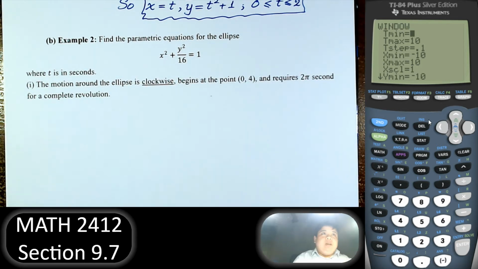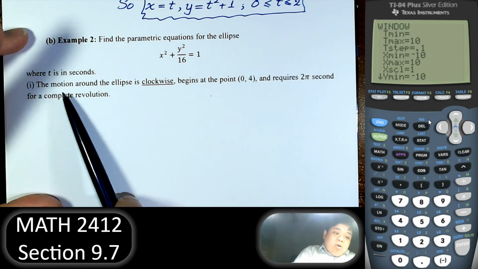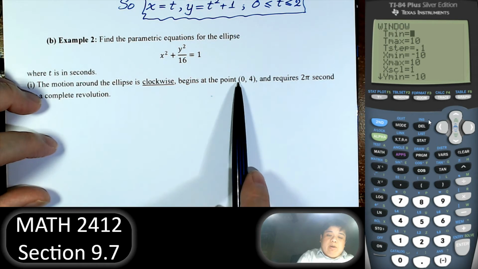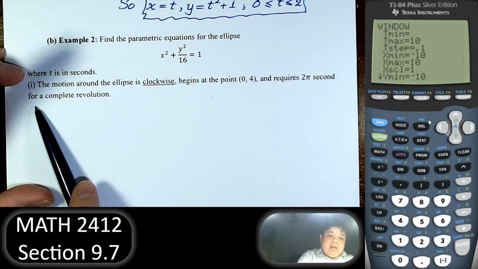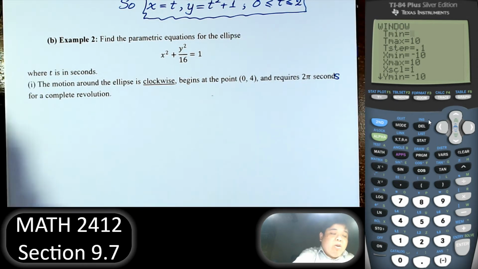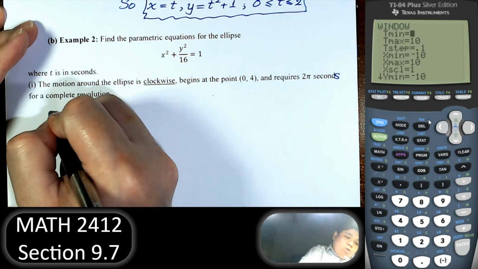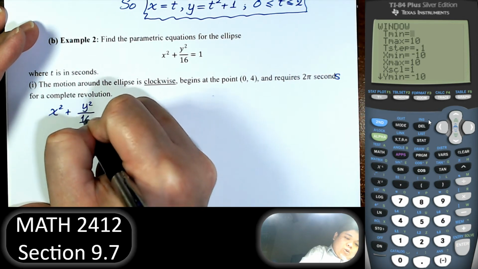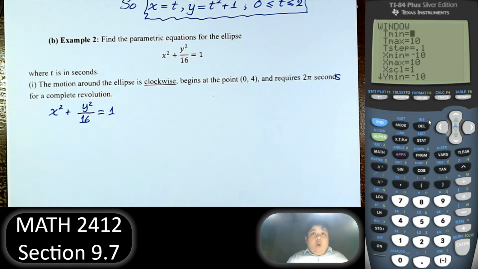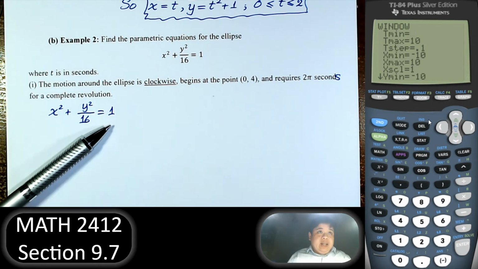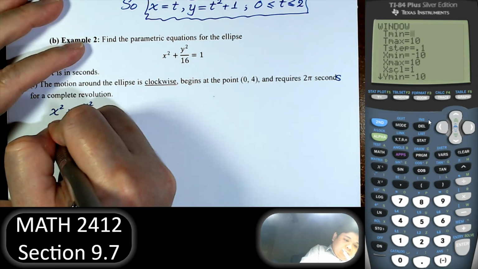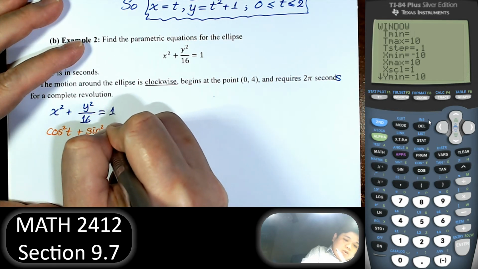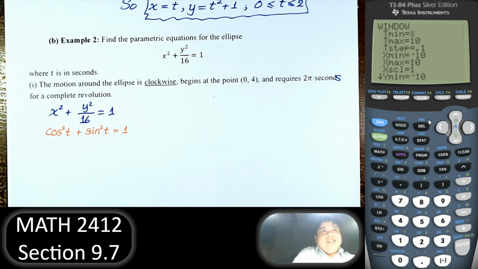Right, now this is a little more advanced. Suppose the motion around an ellipse is clockwise, beginning at (0, 4), and requires 2 pi seconds for one complete revolution. Right, so let's start with x squared plus y squared over 16 equals 1. One thing we know: something equal to 1 is always cosine squared plus sine squared equals 1. We always have that, right?